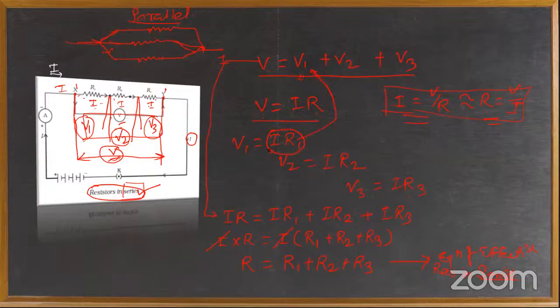V1 is equal to I into R1. V2 is equal to I into R2. V3 is equal to I into R3. Yeah, just I have put these values into the equation. Now what is that? I have taken I as a common.